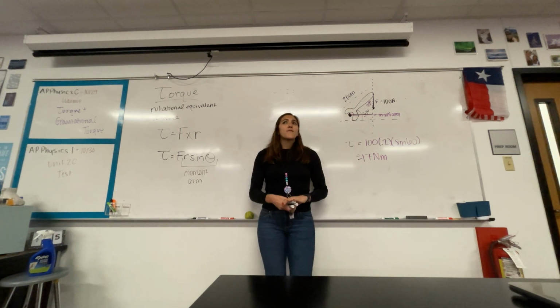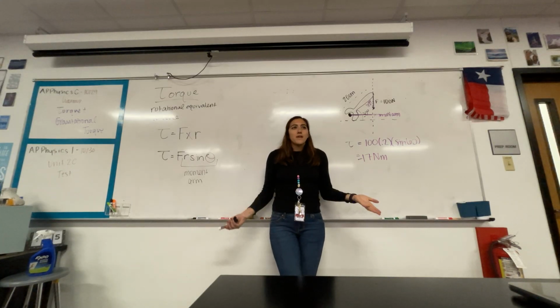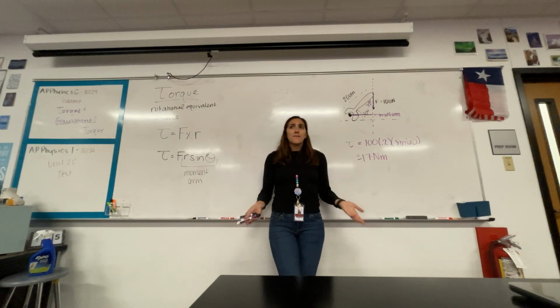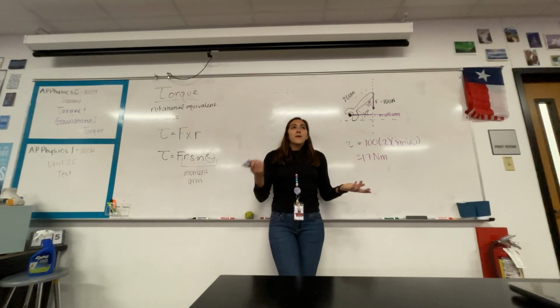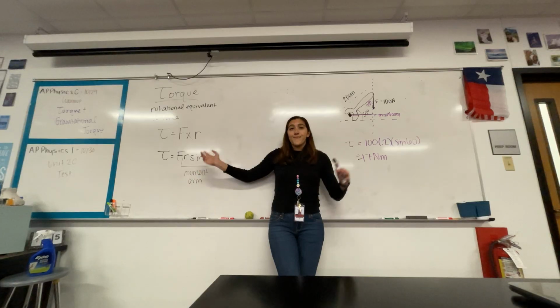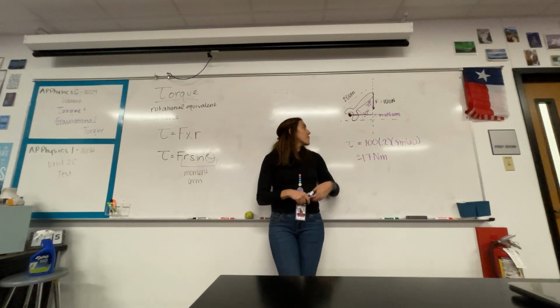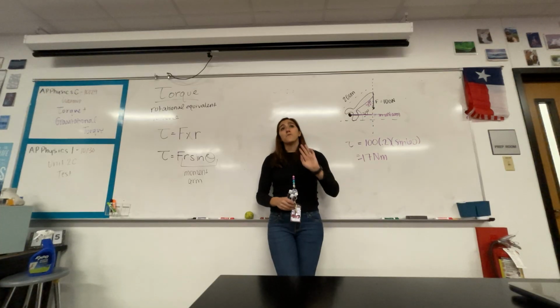A question I get asked very quickly is, but couldn't it also be cosine 30? And the answer is 100% absolutely. The only reason you're not using cosine 30 is because the equation has a sine in it. But if you know what you're doing and you know what distance you're looking for, that moment arm, I don't care how you get it.